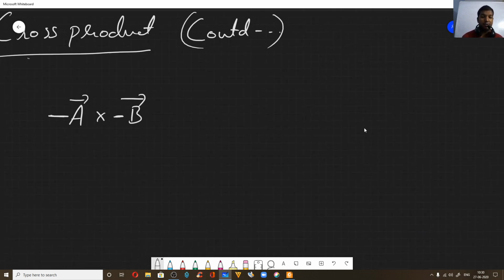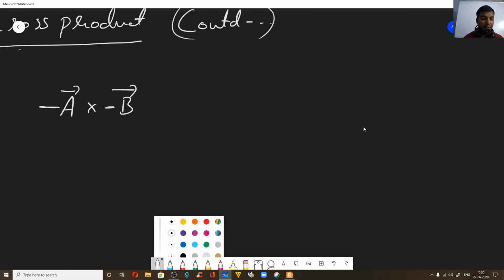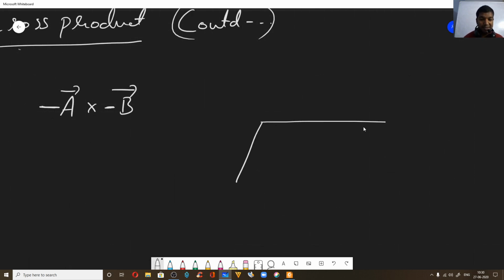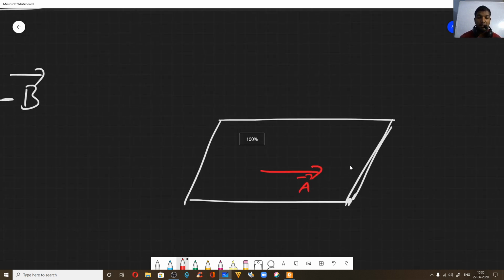Now what we'll do is, imagine a plane. It is easily understood when you consider an example. So say this is vector A, and this is vector B. You have to imagine both vector A and B are lying in the plane and the angle between them is theta. Now, A cross B.